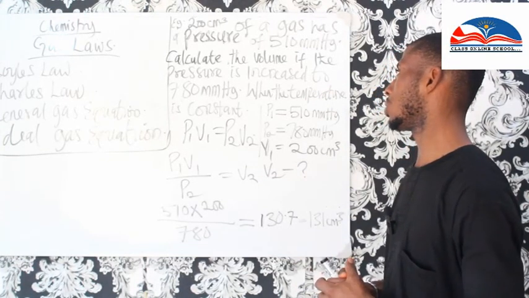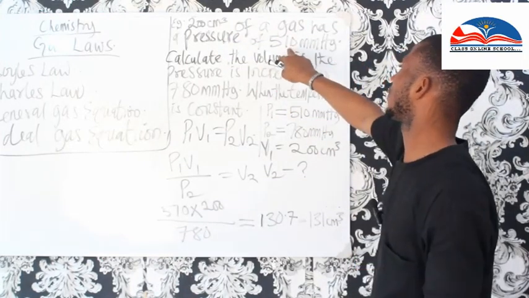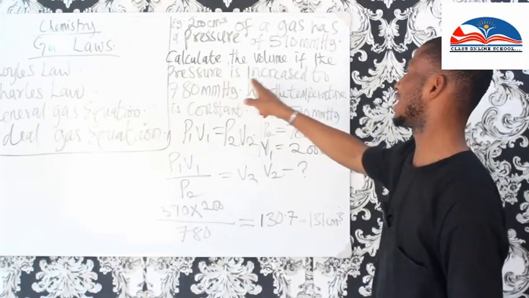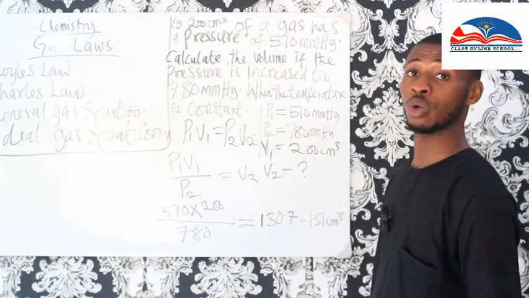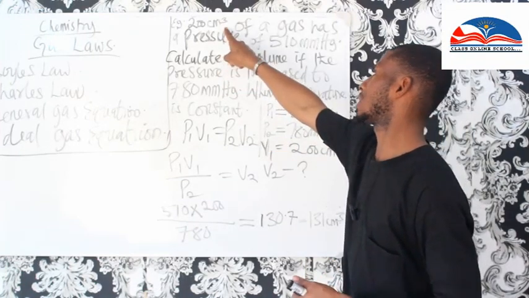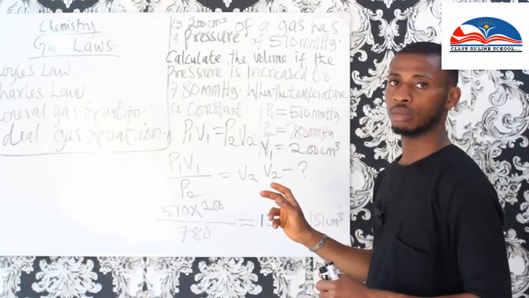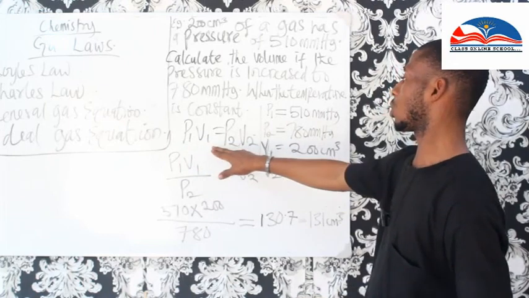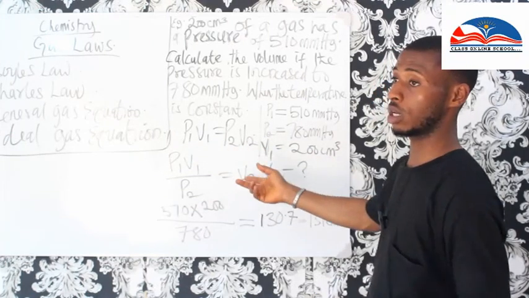If you look at the board, you see the question I wrote that says 200 centimeter cube of a gas has a pressure of 510 millimeter mercury. Calculate the volume if the pressure is increased to 780 millimeter mercury when the temperature is constant. That is always how this question is stated. Either they'll give you the first and the second, asking you to look for the pressure or the volume. Since the formula says P1 V1 equals P2 V2, if they give us three of them, we can find the other one.